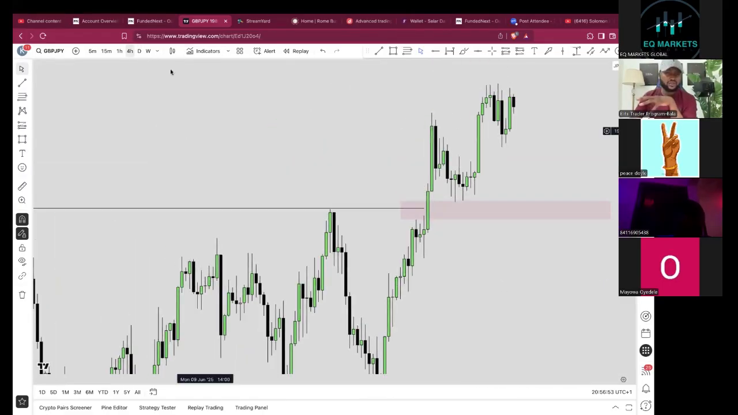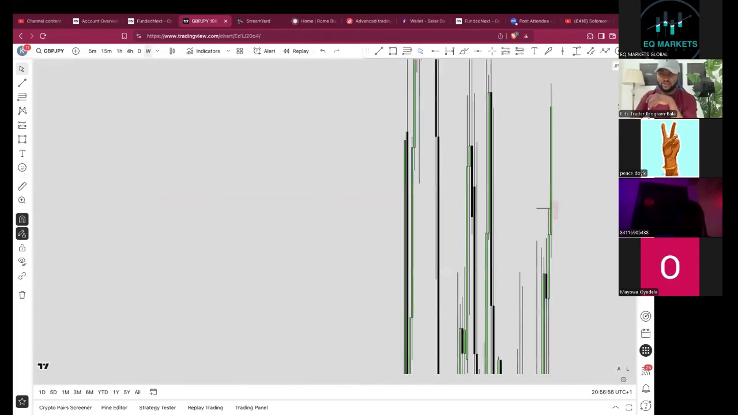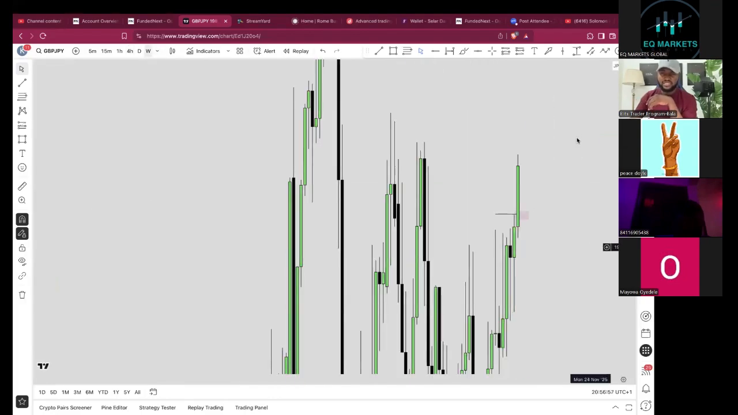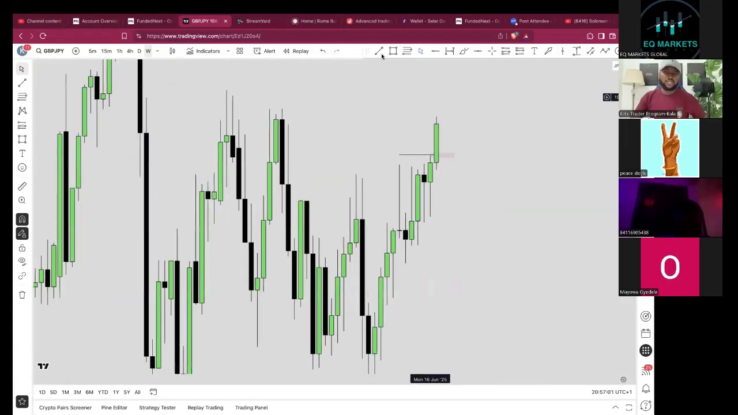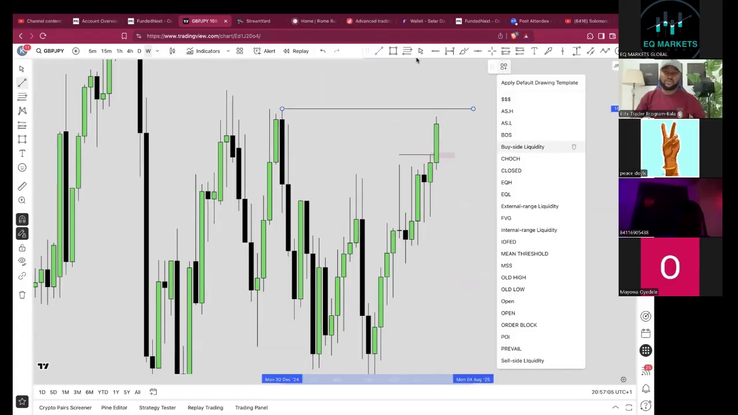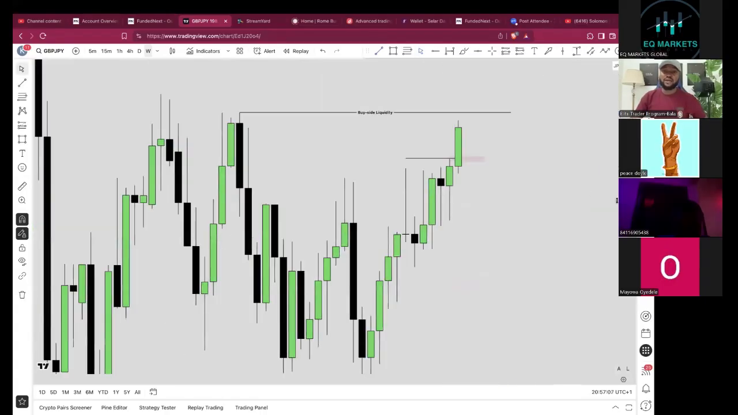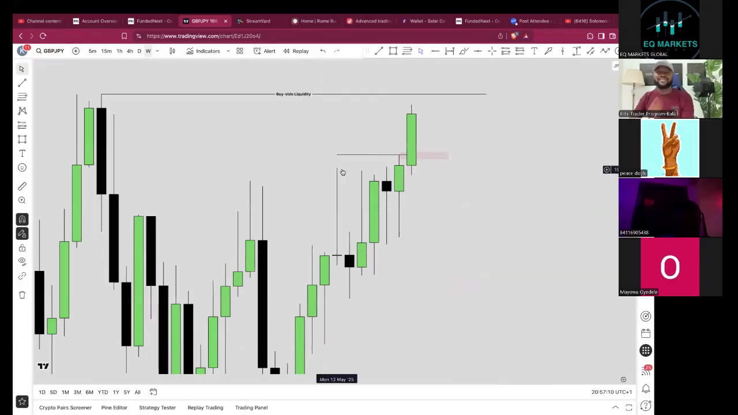Sorry, was that what I saw? Let me go to the weekly. There is something I saw very precise. Beautiful. I saw that the weekly was attempting to go into this buy side liquidity also from the overall target, right? That was what I saw price attempting to do.